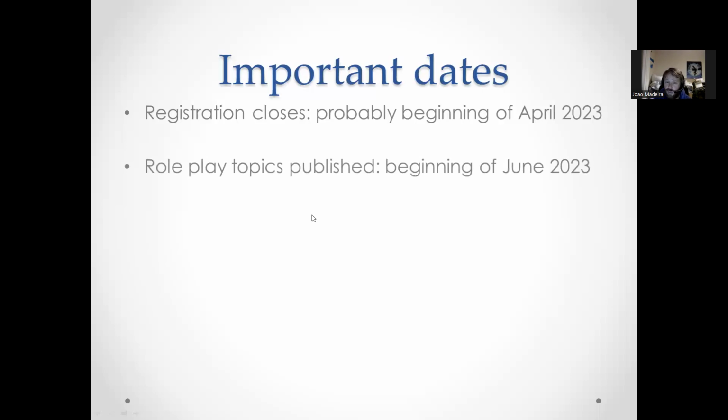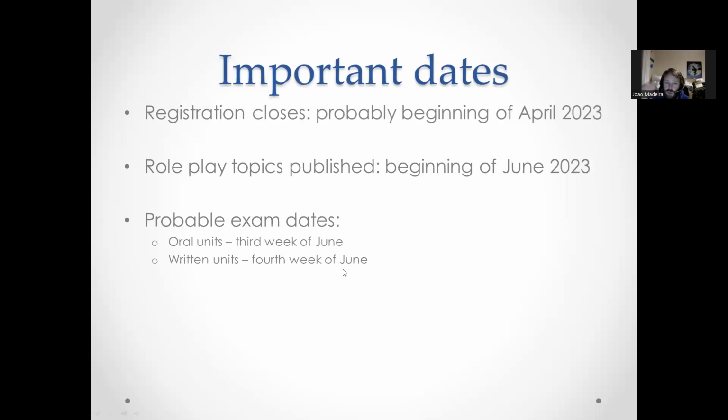The role play topics are published at the beginning of June 2023, roughly 2 weeks in advance. Depends on the date of the exam, but roughly 2 weeks in advance. Probable exam dates: the oral units will probably be on the 3rd week of June, and the written units will probably be on the 4th week of June. Once again, we don't have exact dates for these yet, but I would expect we'll know either December or beginning of January. It might be beginning of January, but we'll see. As soon as we find out, we'll let you know.